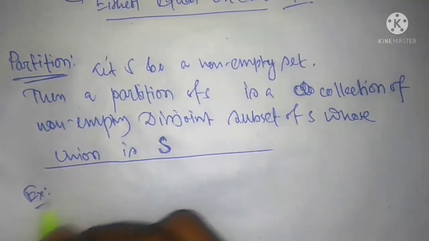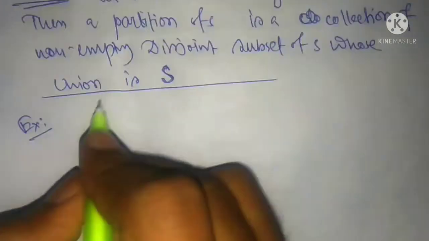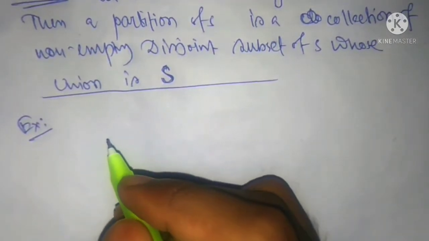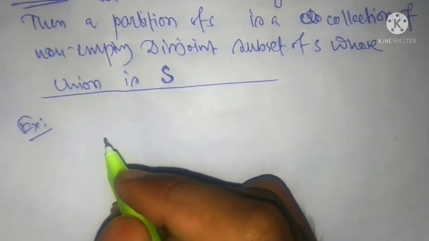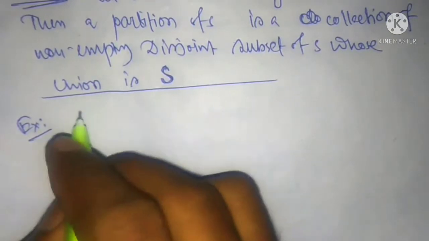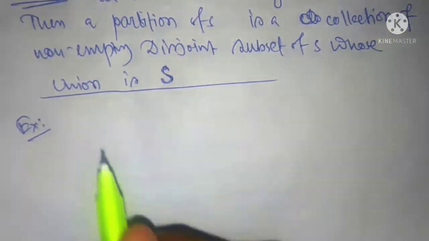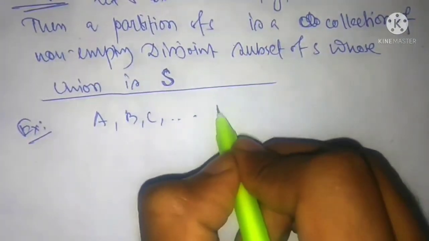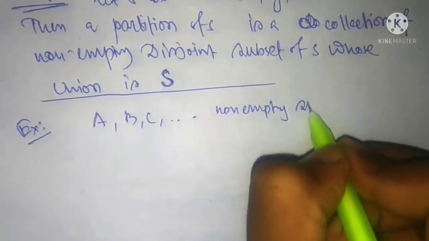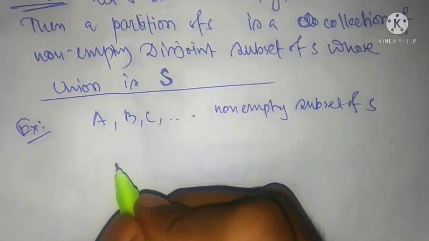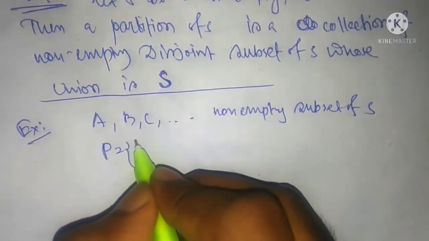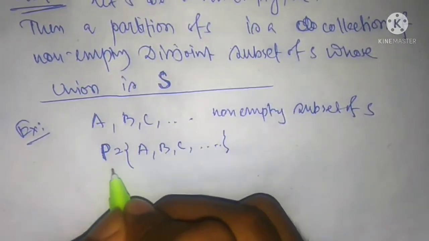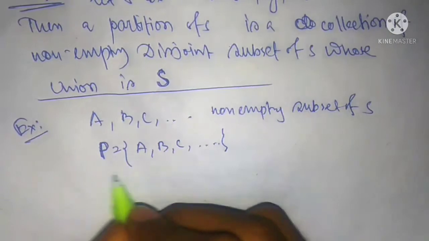So, for an example, this is the definition, but in particular what we have to do is, if the question says to find the partition of the set S, then we have to do two things. For example, let A, B, C be non-empty subsets of S, and P be the partition which is A, B, C. We call this P a partition if the following properties hold.